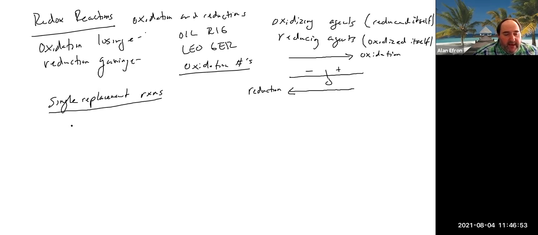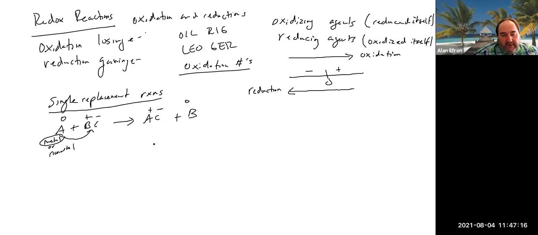And that is where we have A plus BC. And again, this could be a metal or non-metal. And again, if it's a metal, it will replace out the positive guy in the ionic compound and make a new ionic compound. And this guy will come out with no oxidation state.